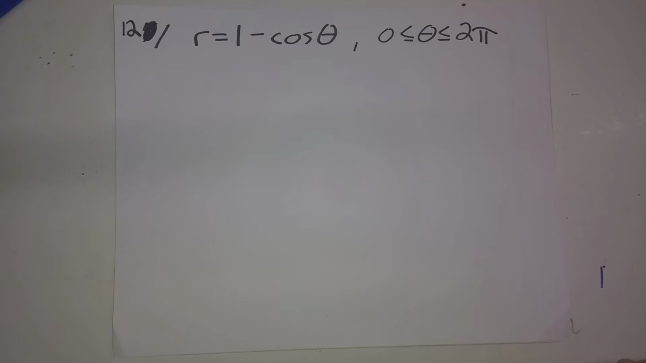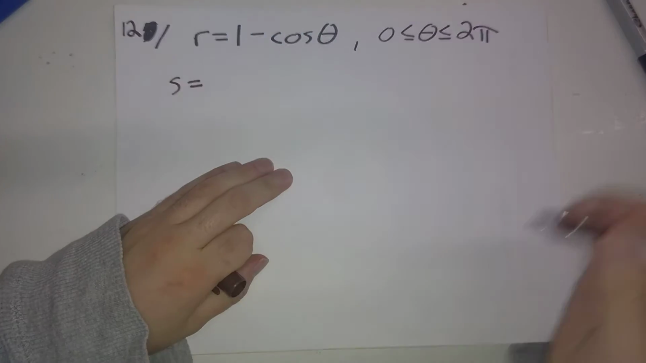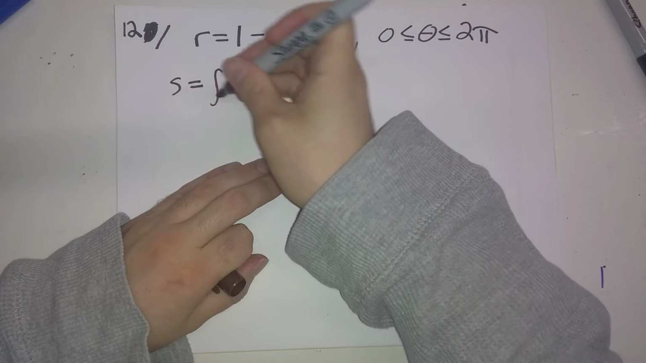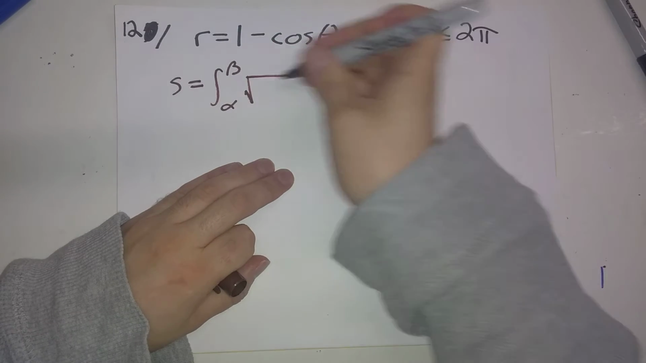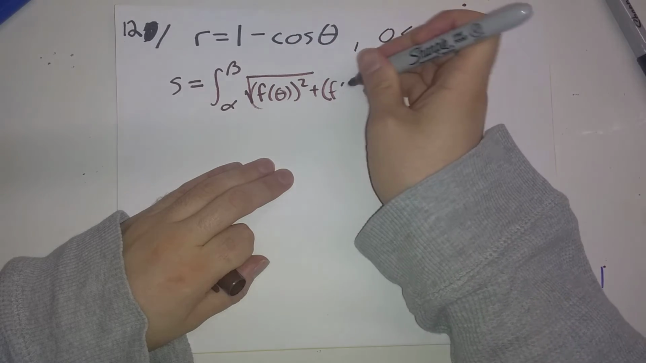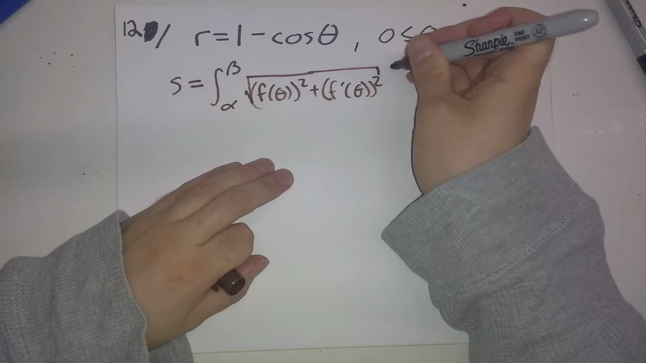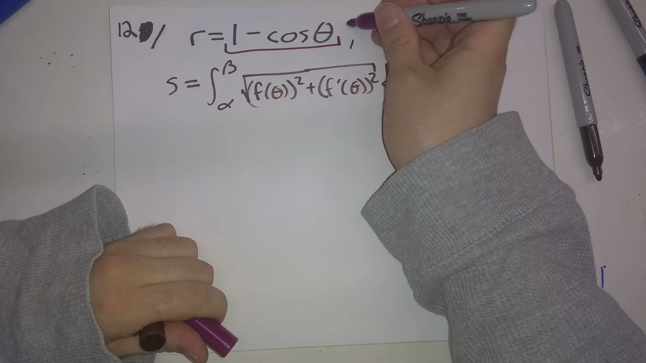Number 12, find the length of the cardioid r is equal to 1 minus cosine theta, where theta runs from 0 to 2 pi. So for this problem, we know we need to use the arc length formula, S, in terms of polar coordinates, where S is equal to the integral from alpha to beta of the square root of f of theta squared plus f prime of theta squared, where this right here is our f of theta.